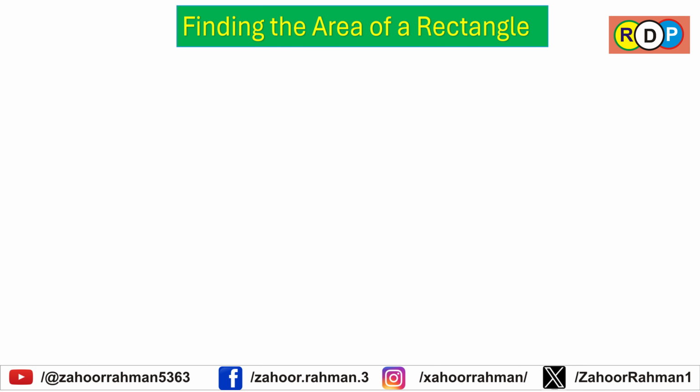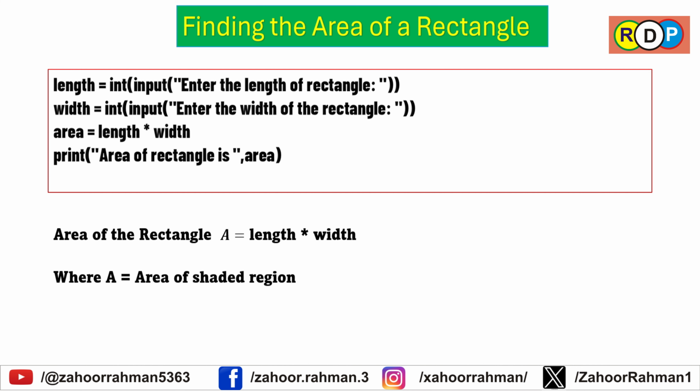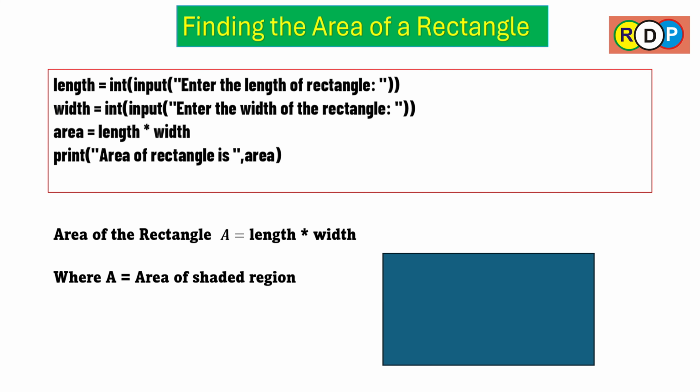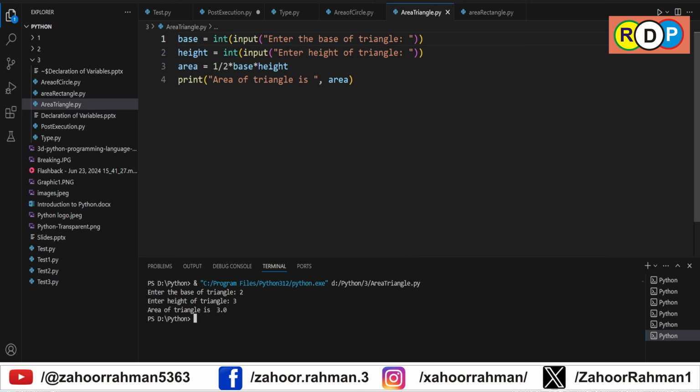Okay, ladies and gentlemen, let us find the area of a rectangle, and this is the final chance for you people to clear your concept. So here is a program I have written for you in advance. This is the area of the rectangle, which is length multiplied by width, and A is the area of the shaded region, which is this one. This is the length and this is the width. Now let us go directly to the IDE and write this program.